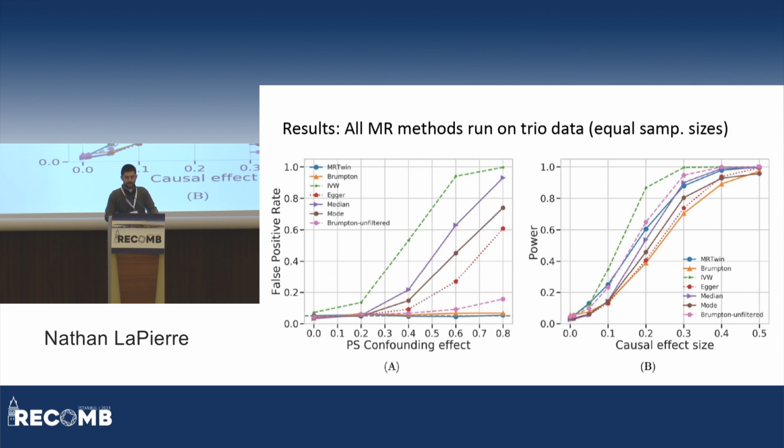To assess that, we reran these methods just on the trio data, so now everything has the same sample size, and lo and behold, the standard MR methods still have an inflated false positive rate, but now we can see the power of the methods is much more comparable. And again, MR twin is the blue line, and it's similar to or more powerful than most of the MR methods.